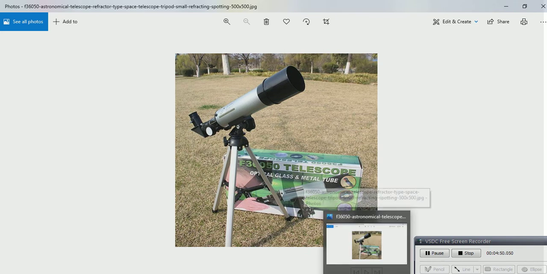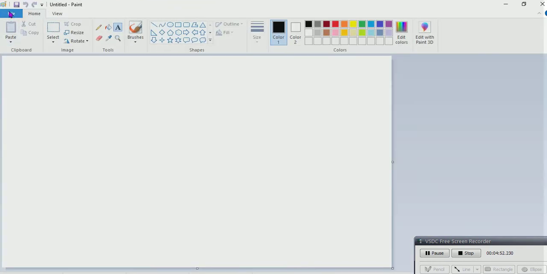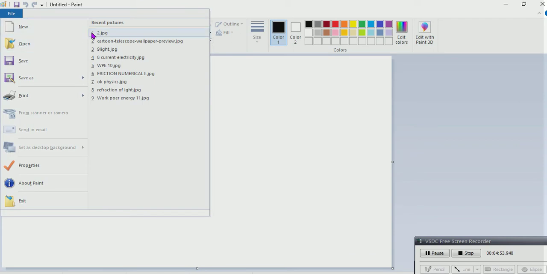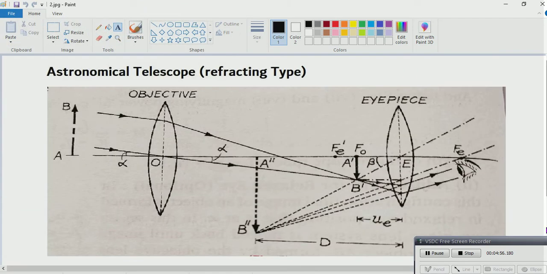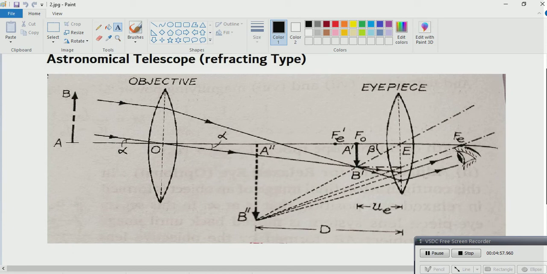Okay, now I need this diagram. So basically, this is the diagram. Here we have the large focal length objective, and here we have the small focal length eyepiece. And this whole thing is mounted within a cylindrical glass tube.